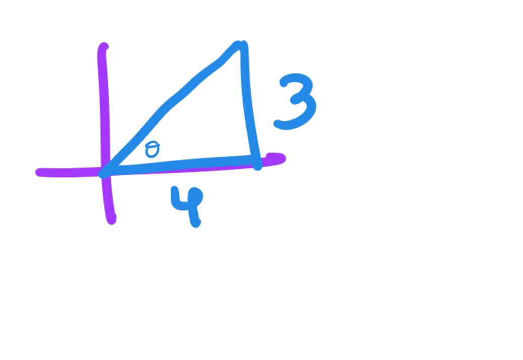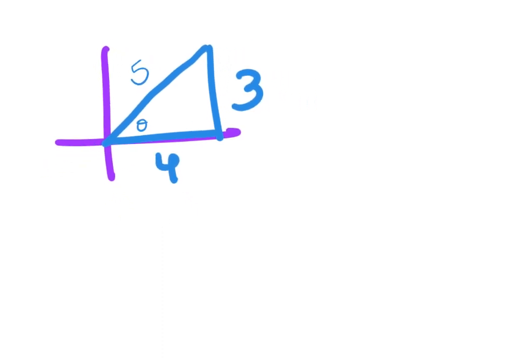3, 4, 5 is a triple, so that will save you some time. If you don't remember it, then you do 3 squared plus 4 squared equals x squared, and you'd still get that side.